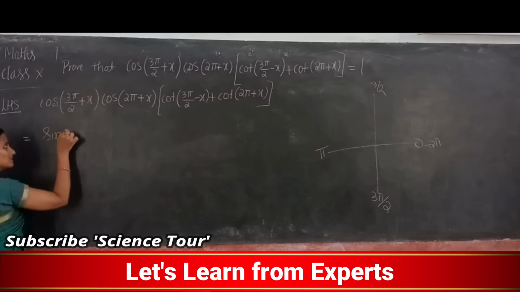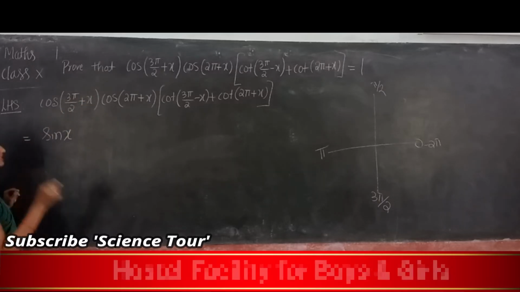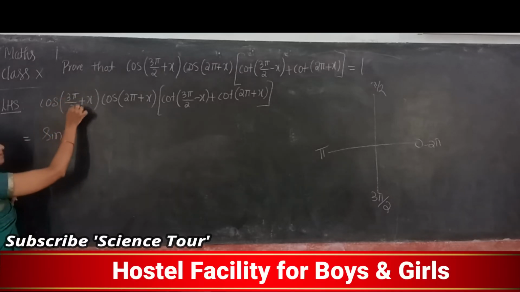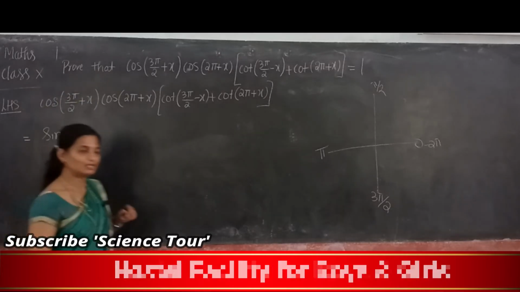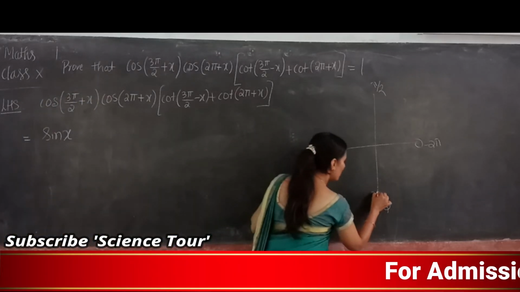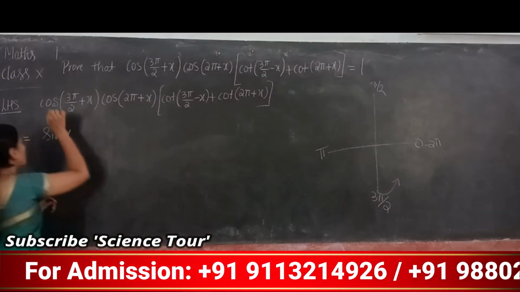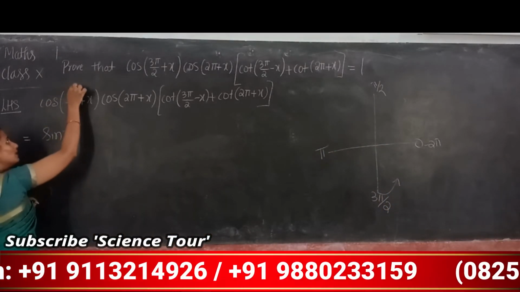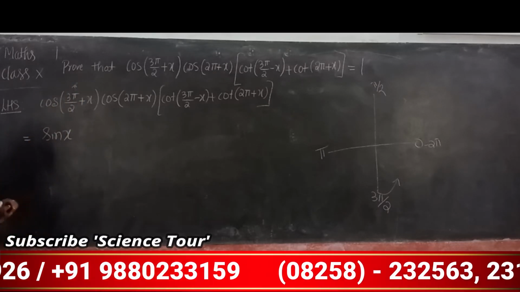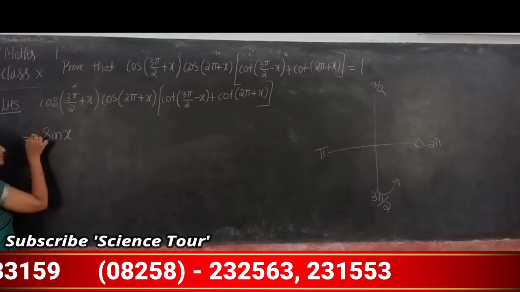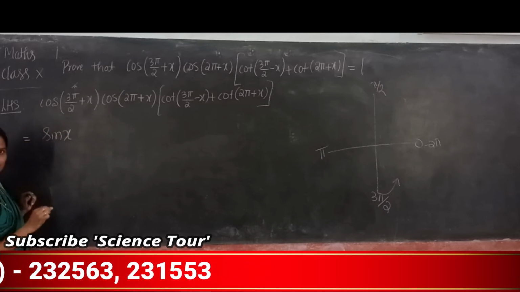Sin x. Now see the quadrant. 3 pi by 2 plus x. 3 pi by 2 is this one. Plus x means the fourth quadrant, right? So now cos in the fourth quadrant. Cos in the fourth quadrant is positive, so plus sin x.